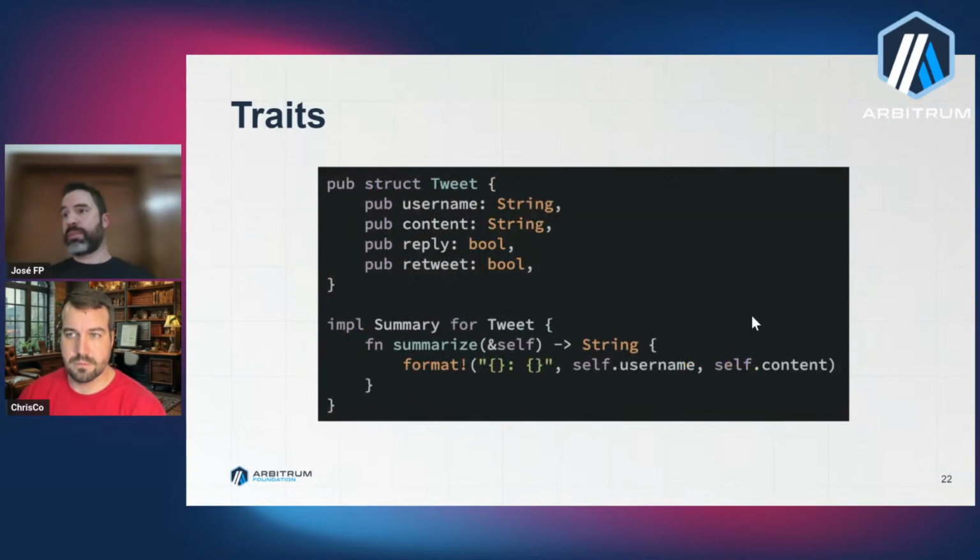So following the example from before, we have here a struct called Tweet that implements the Summary trait, and it has a function called summarize there, which returns a string.